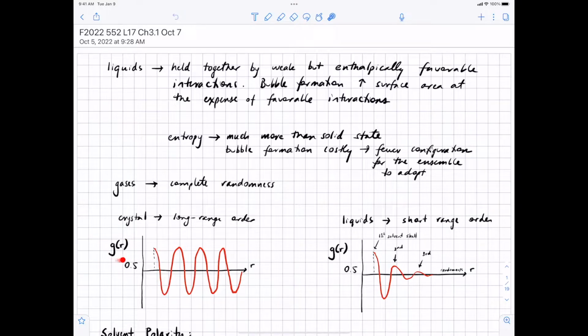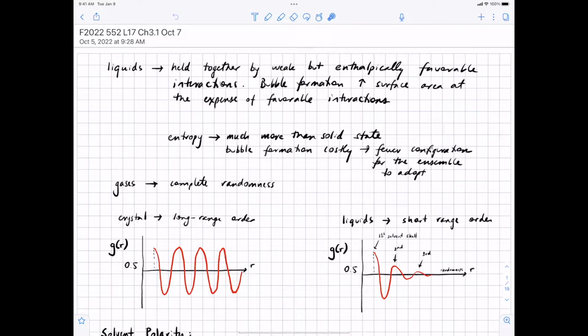This G here represents the probability of a certain spot being occupied. And on the x-axis is distance from your starting point. So if you're in a crystal and you choose one atom as a starting point, in a crystal you can expect regular intervals where there's a high probability of another atom being.